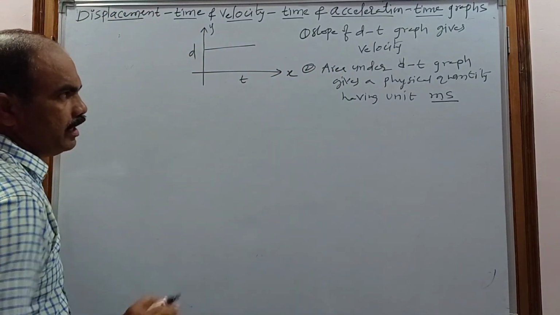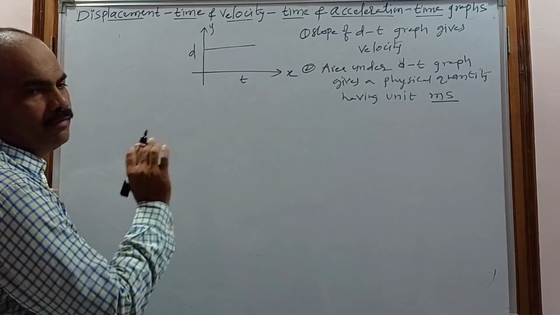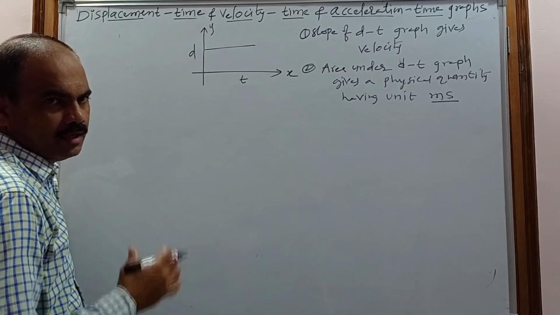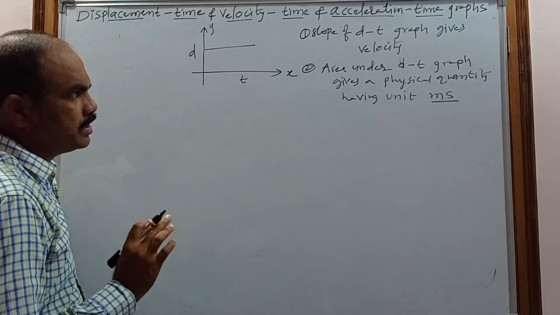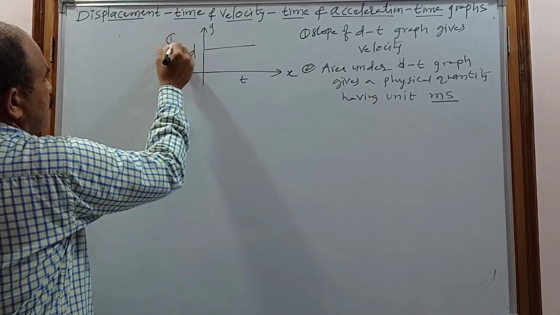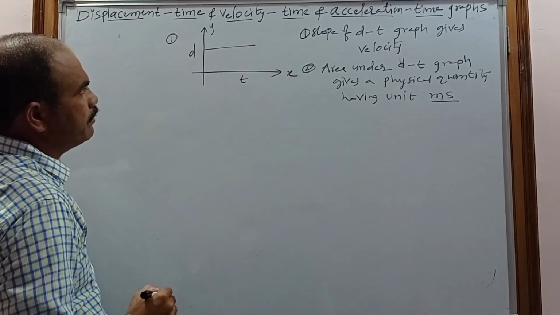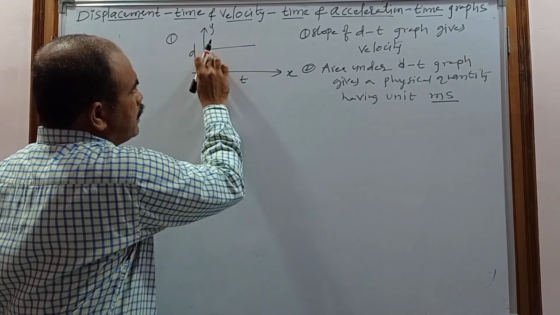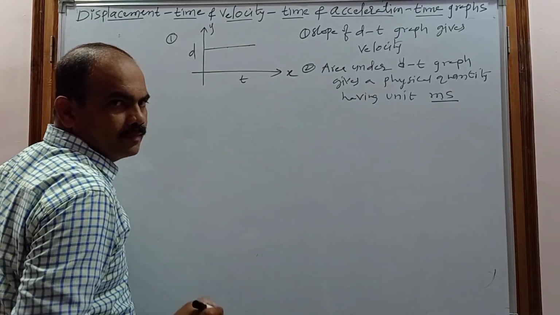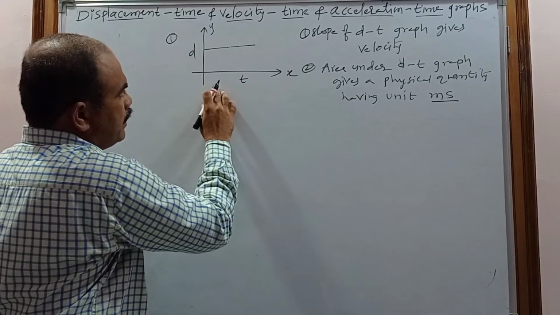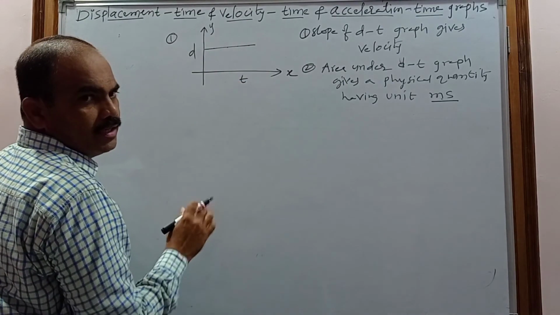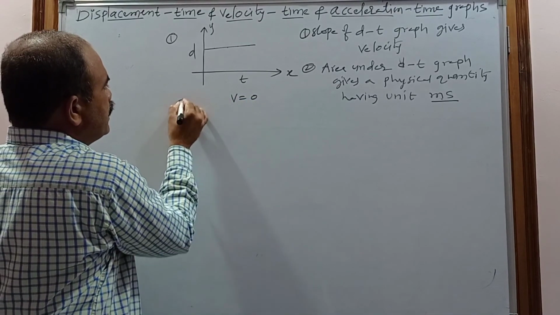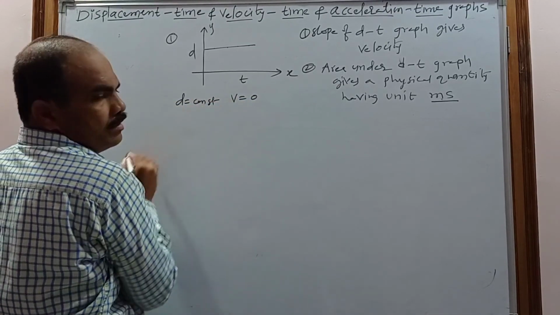Now coming to the different types of displacement versus time graphs. From each graph we have to explain the motion, that is, which type of motion the graph represents. For example, let us consider this first graph of displacement versus time. From this graph, what can you say? When the time is increasing, the displacement does not change. The displacement is constant, and due to that the velocity will be zero.